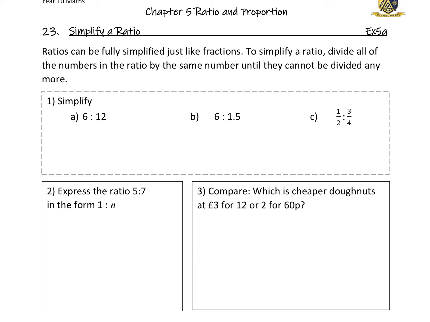Let's look at simplifying a ratio then. Ratios can be fully simplified just like fractions. To simplify a ratio, divide all the numbers in the ratio by the same number until they cannot be divided anymore. You can do this repeatedly, or if you find the highest common factor, you can divide by that number and it will do it in one step.